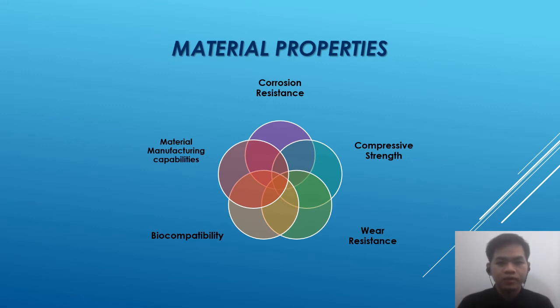Next is compressive strength. Compressive strength is a material's capacity to withstand load that tend to reduce the size as opposed to the load that tend to elongate. Material proposed for the product must be able to withstand compressive load from the user's own body weight to maintain the structural integrity. Next is wear resistant.